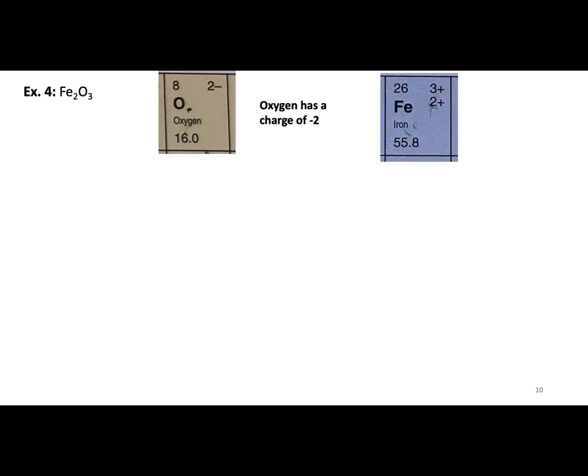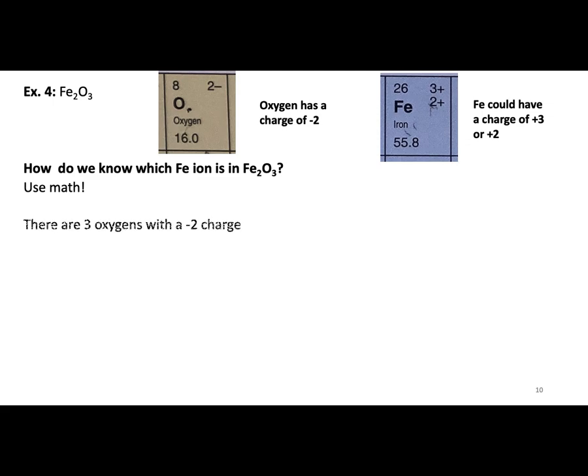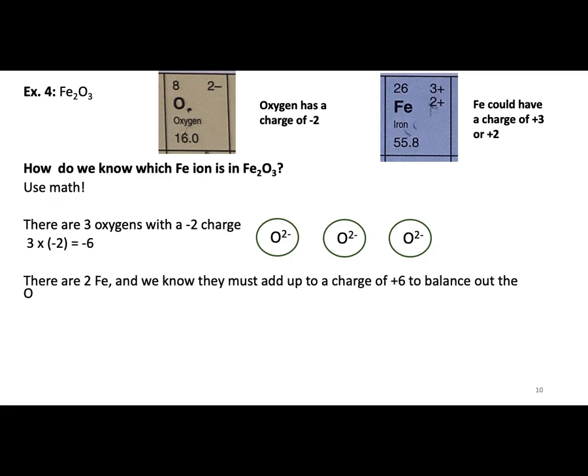What about for Fe2O3? Okay, there's our oxygen again. It has a charge of -2. There's our iron again. It could be +3 or +2. How do we know? Again, we're going to use math. So there's 3 oxygens with a -2 charge. And we know that 3 times -2 is -6. We also know there's 2 irons, and we know they must add up to a charge of +6 to balance out that oxygen. So there's our 2 mystery irons.